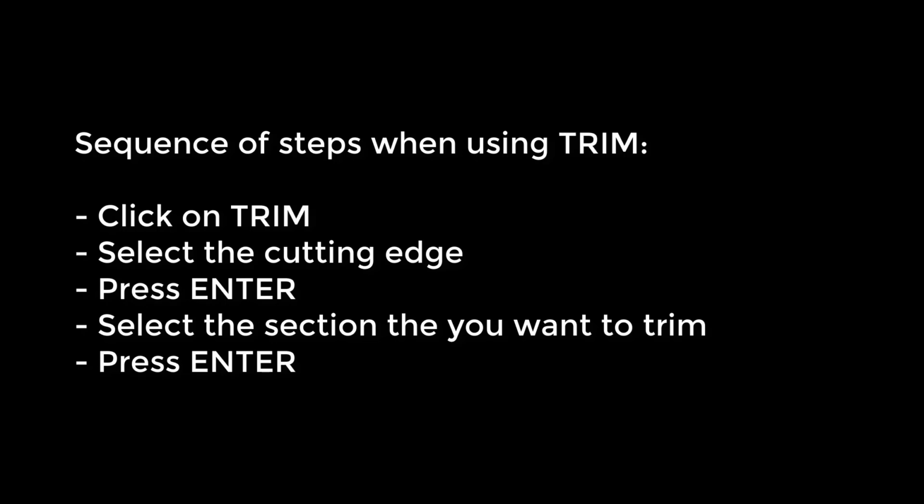Okay, so the sequence of steps to using TRIM. You click on Trim, which can be found on the Modify toolbar. The software will ask you then to select a cutting plane or a cutting edge. So you go ahead and select the cutting plane. Once you've done that, you press Enter. The software will then ask you to select the object that you want to trim. So go ahead and do that and then press Enter to complete the command.